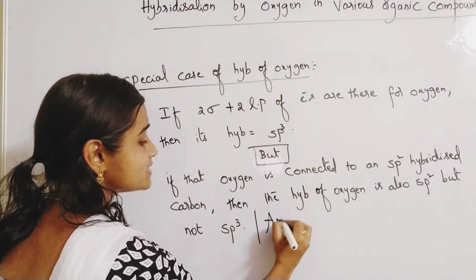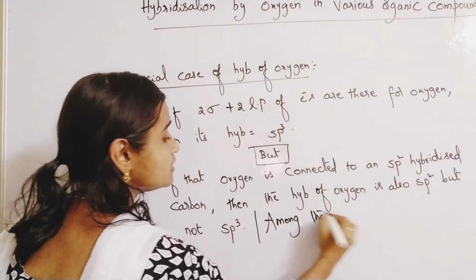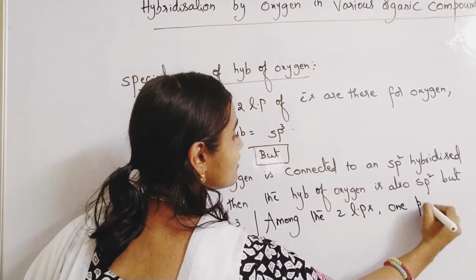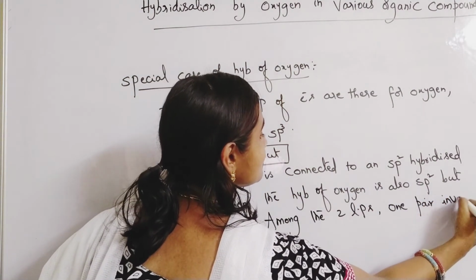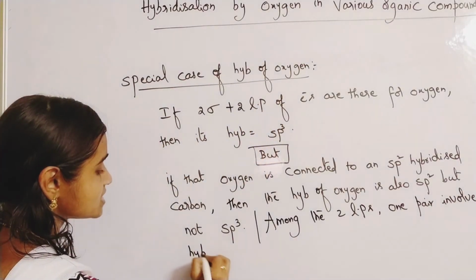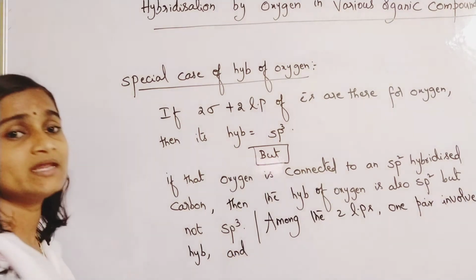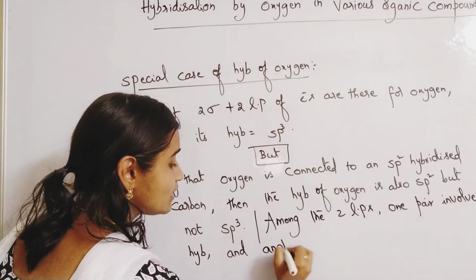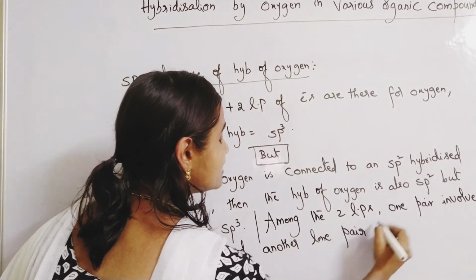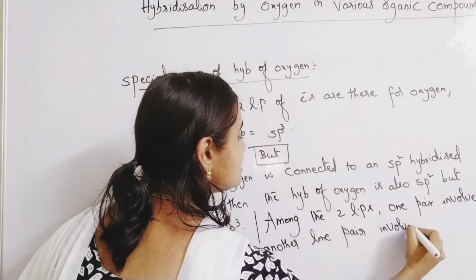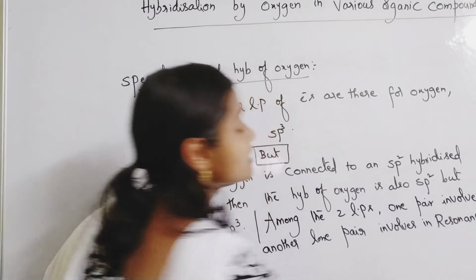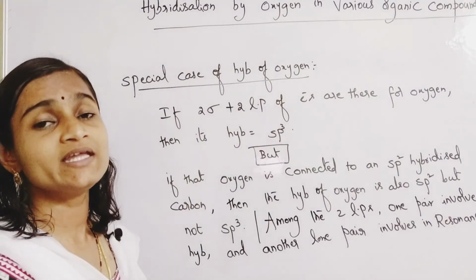Among the 2 lone pairs, one pair involves in hybridization, and another lone pair involves in resonance. It won't involve in hybridization. Resonance will give you more stability for that compound.